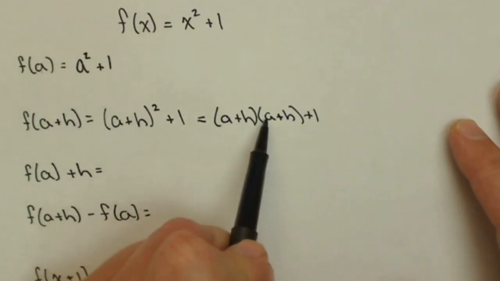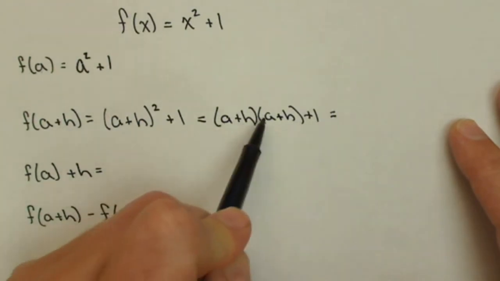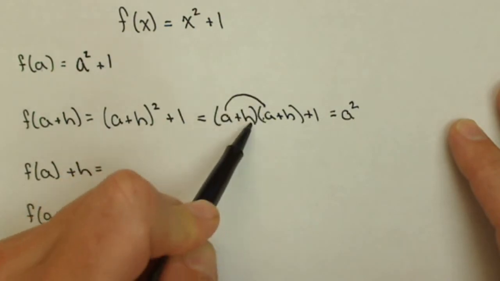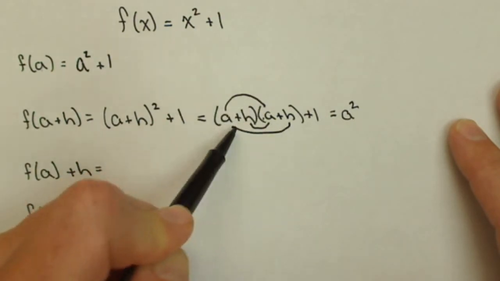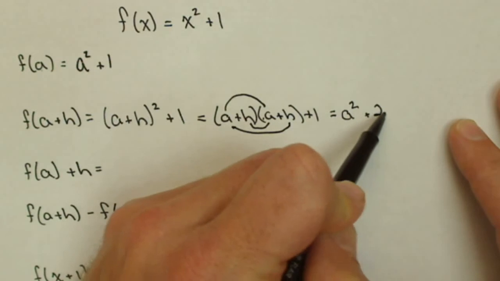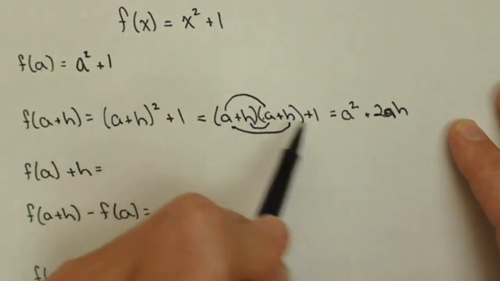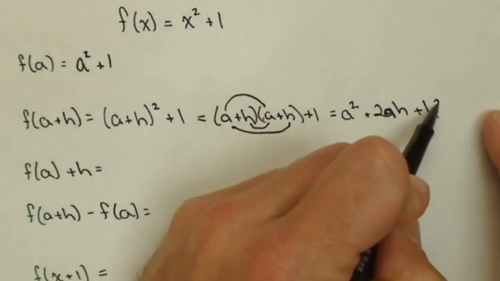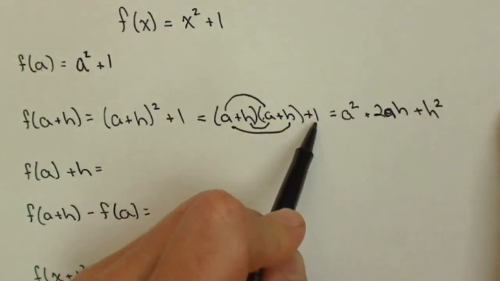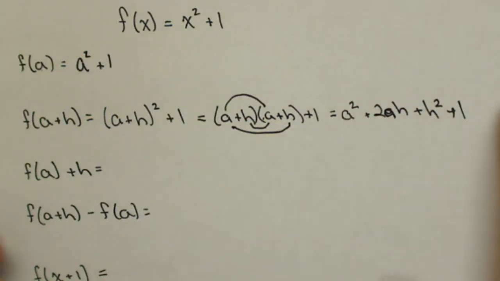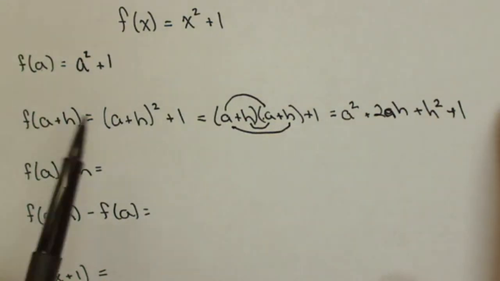So this will get FOILed out. So a times a is a squared. And here we're going to have an ah plus an ah, so 2ah in the middle, and then finally h squared at the end, and then don't forget about this plus 1. Now that's as simplified as we're going to be able to get.